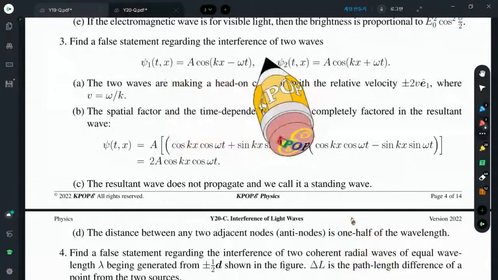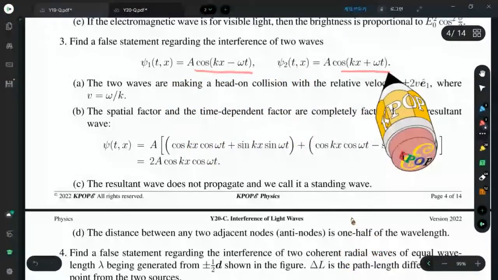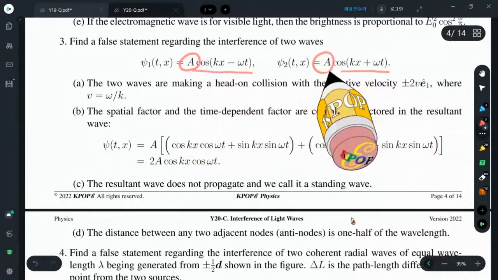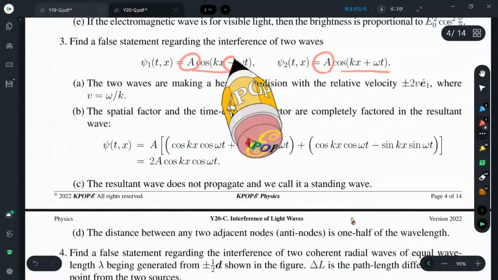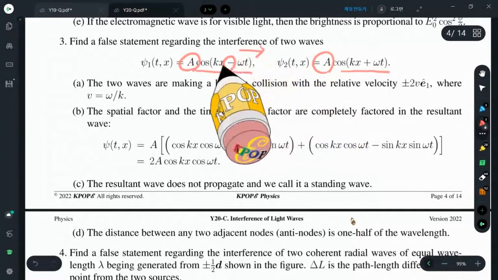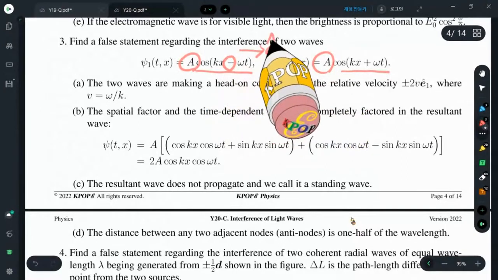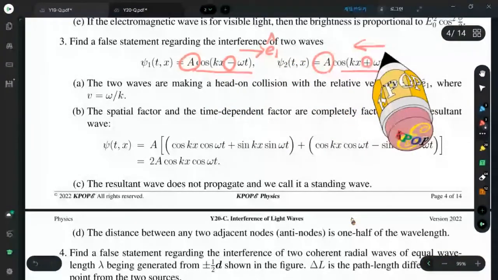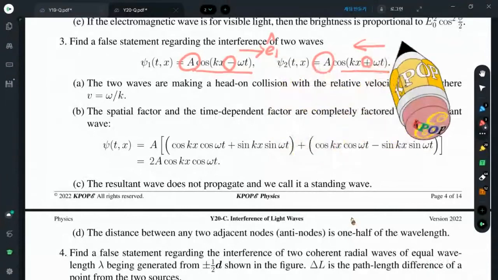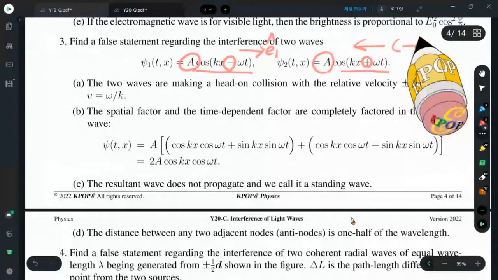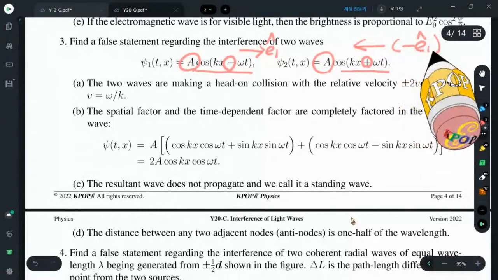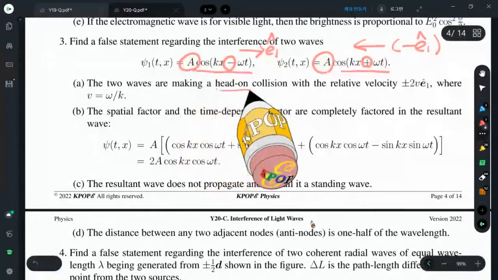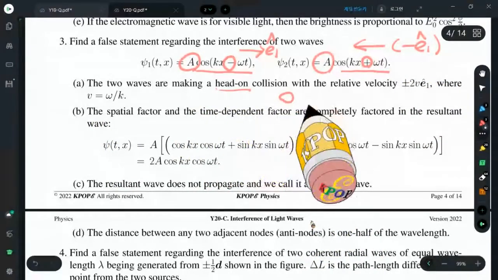Next, we consider interference of two waves. They are monochromatic. They are of the same amplitude. However, here it is going forward along the x-axis. Here we have a positive sign, which represents that wave 2 propagates in the opposite direction, minus E1. The two waves are making a head-on collision.